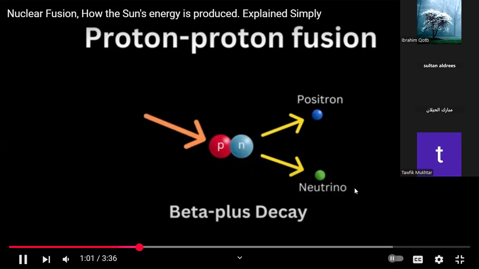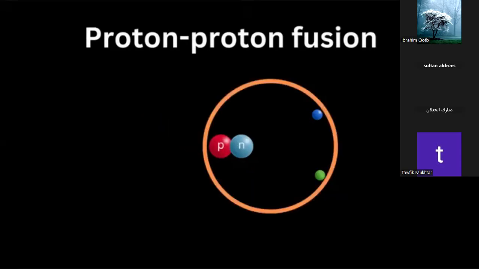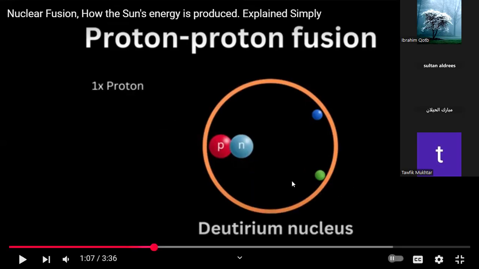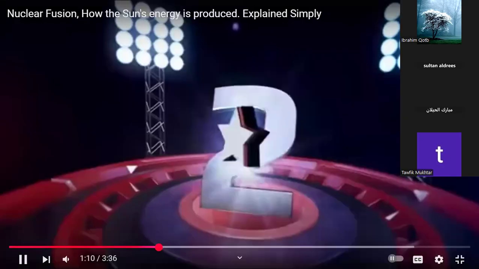The second proton is unaltered. Therefore, the end product of this reaction is a deuterium nucleus, which has one proton and one neutron.